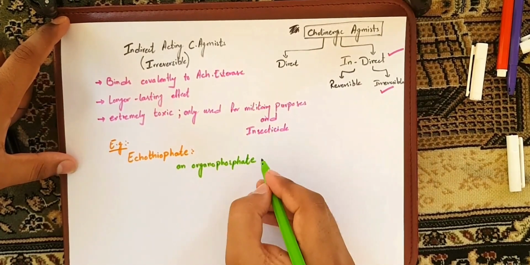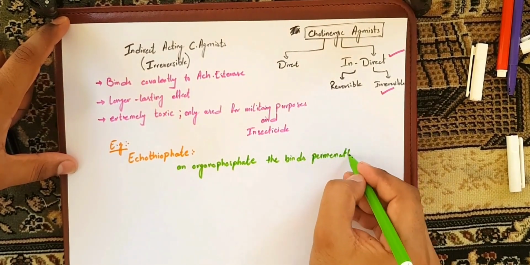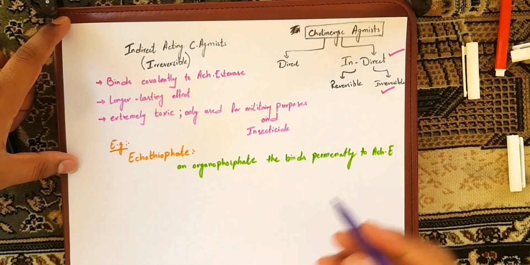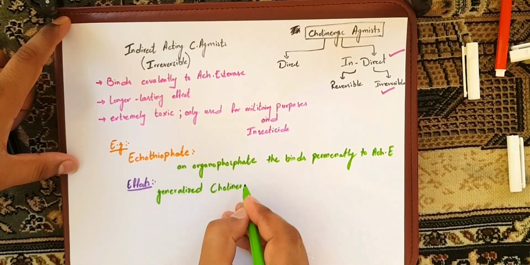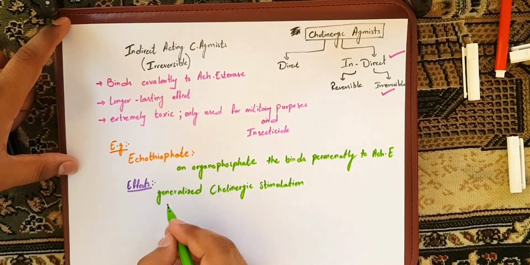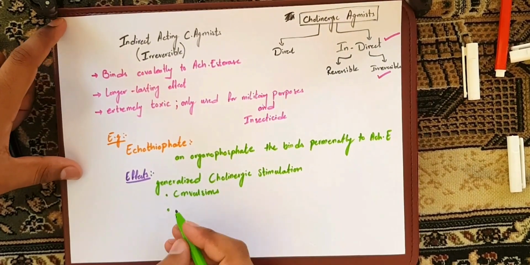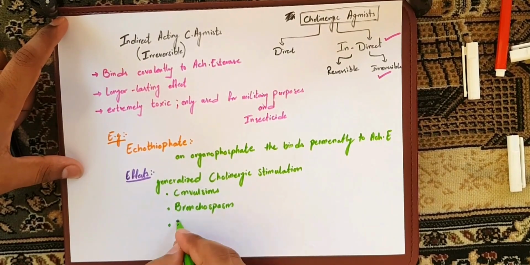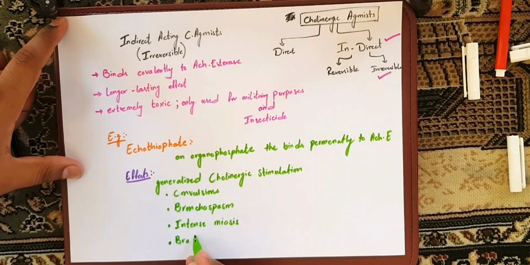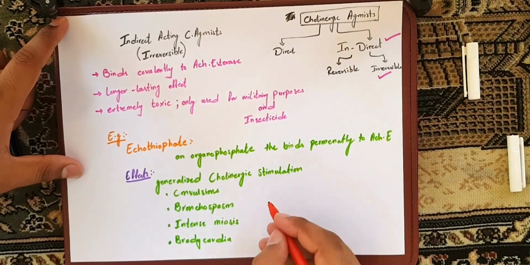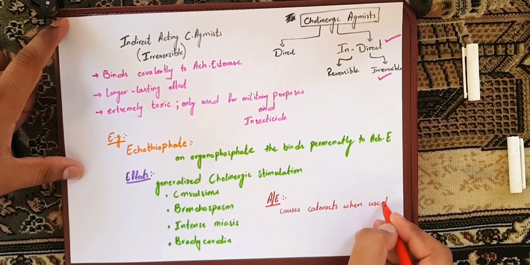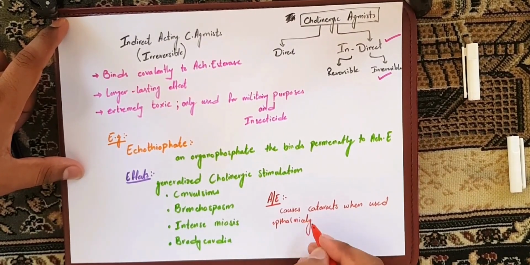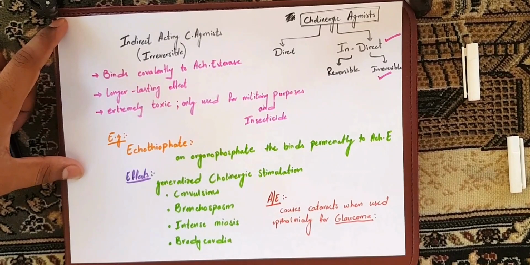The example could be echothiophate. Echothiophate is an organophosphate that binds permanently to the acetylcholinesterase enzyme, and the effect could be generalized cholinergic stimulation, like convulsions, bronchospasm, intense miosis, and intense bradycardia in patients. As an adverse effect, if it is used ophthalmically, it could cause cataract.